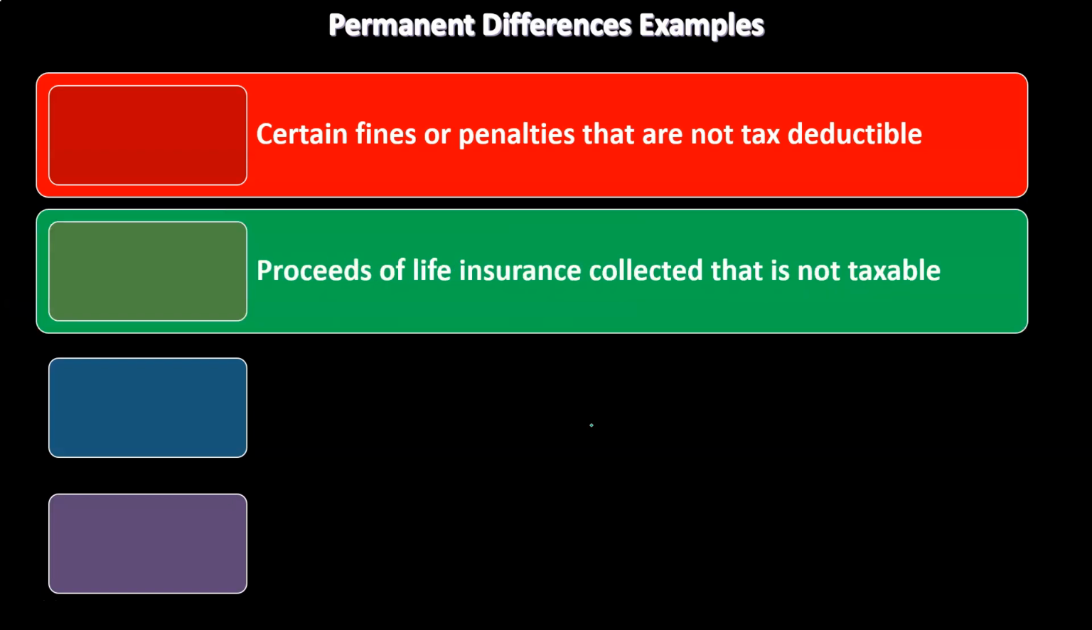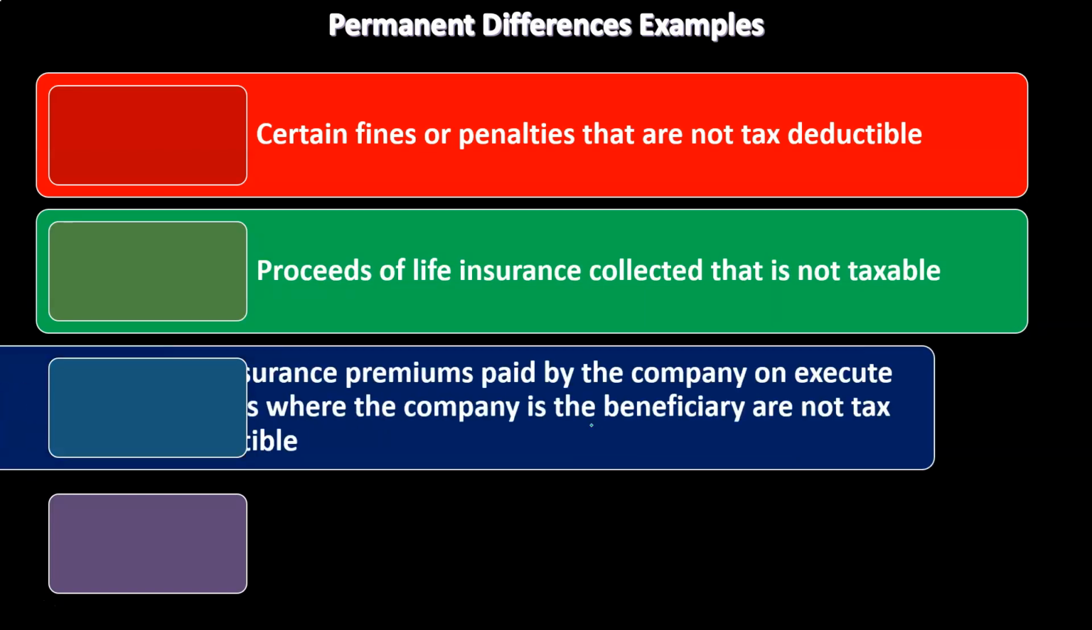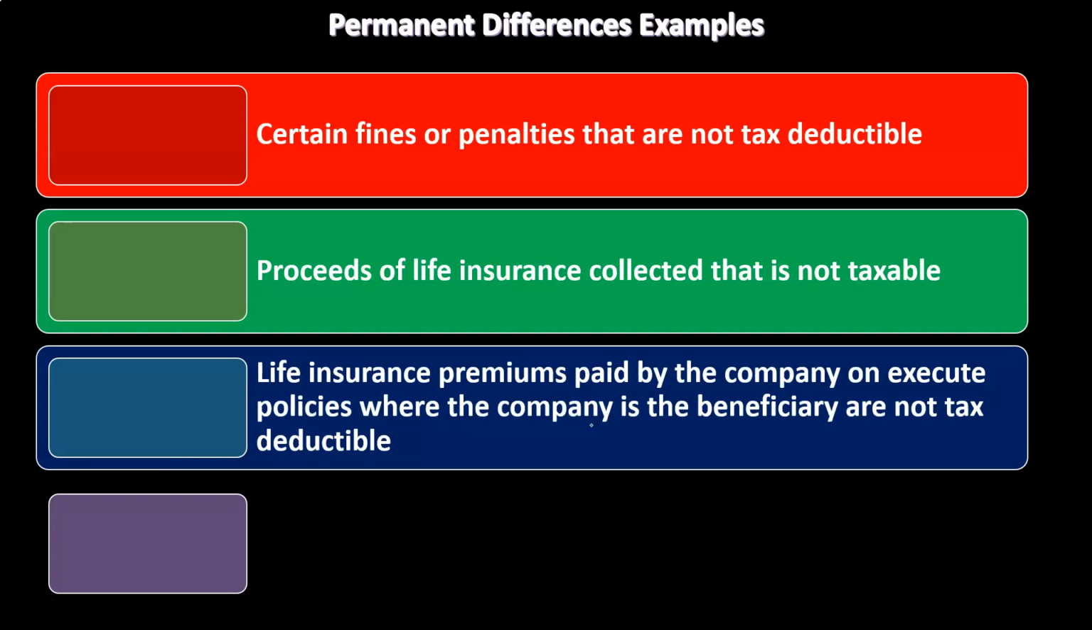We could have proceeds of life insurance collected that are not taxable. So we might have collected on certain types of life insurance that is not taxable. In other words, we might have income on the book side of things, but for taxes, maybe it's not going to be something that would be included in income.